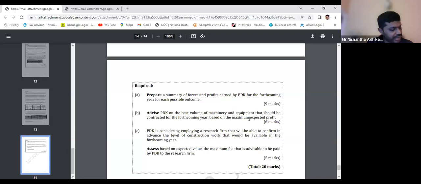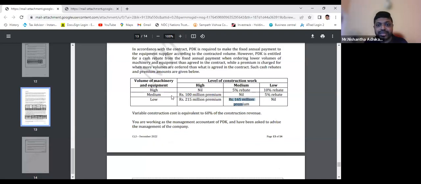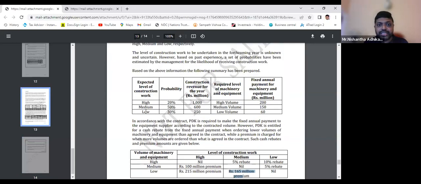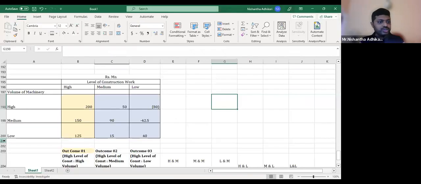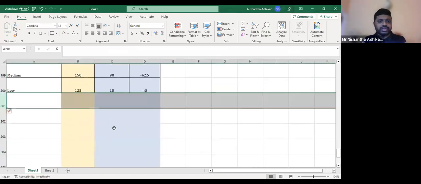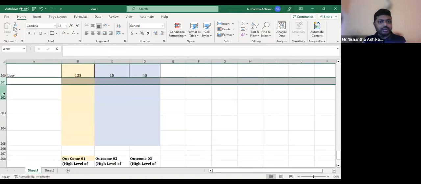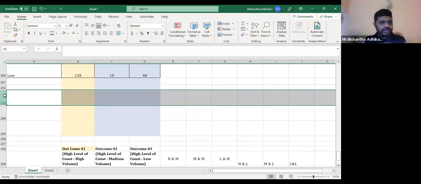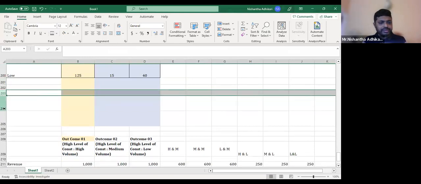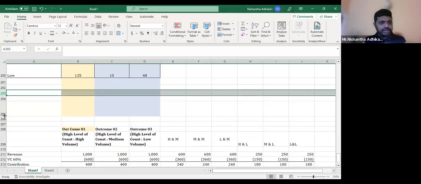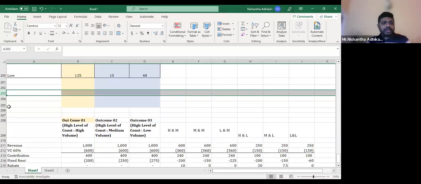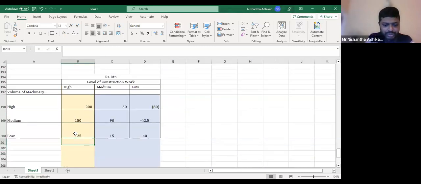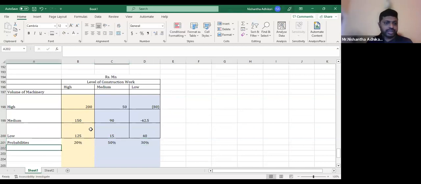Okay, we will calculate the expected value. Now you have the probabilities given. Here, expected level of construction work, high, medium, and low. So probabilities given. Now we will include probabilities there. Level of construction work, we have assigned some probabilities. Here it is 20%, here 50%, and 30% probability that low construction volume.